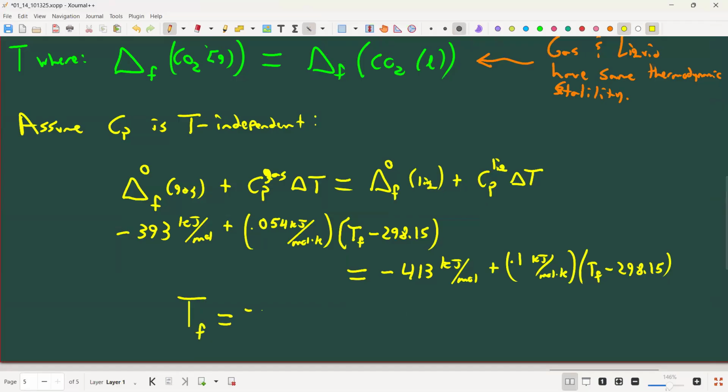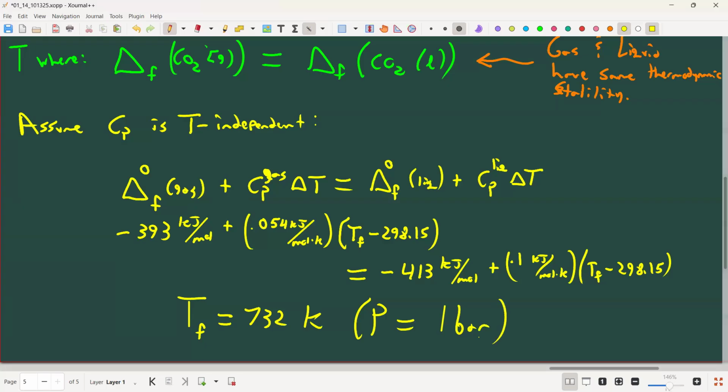So theoretically at 1 bar, and this assumes the pressure is 1 bar, if we have a sample of CO2 liquid at 1 bar, we can heat it to 730 Kelvin. And suddenly we're at this point where there is no heat change between the gas and the liquid. There's the same stability. Strange concept. It's even weirder than that.